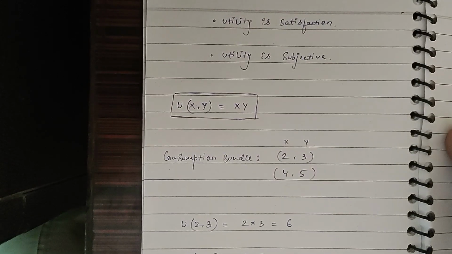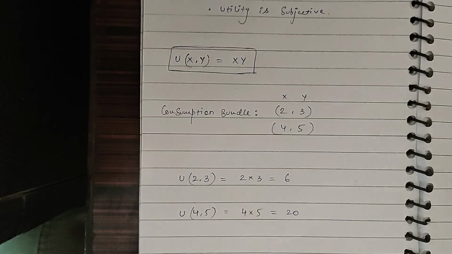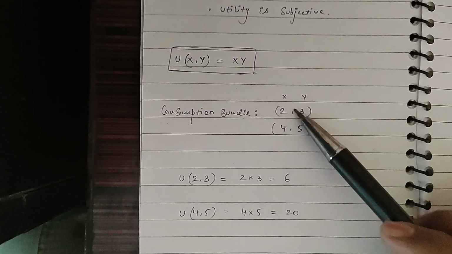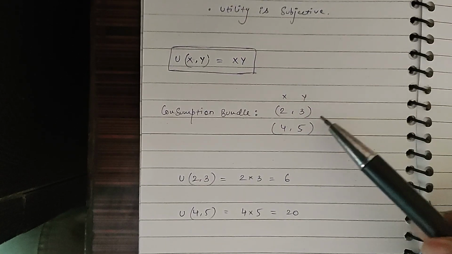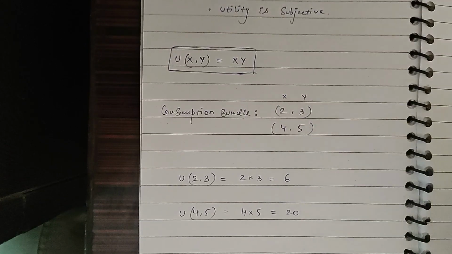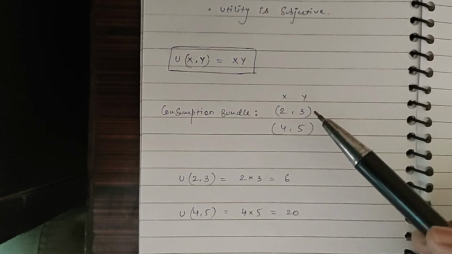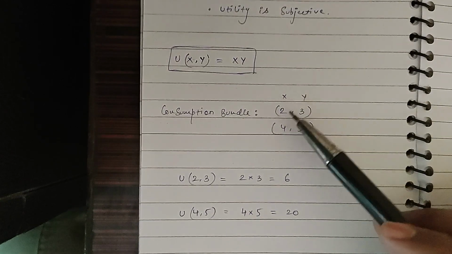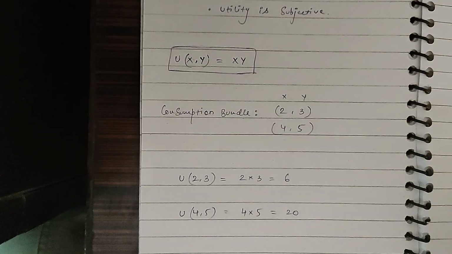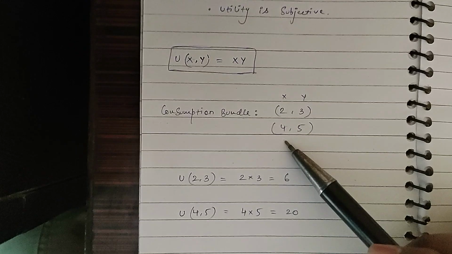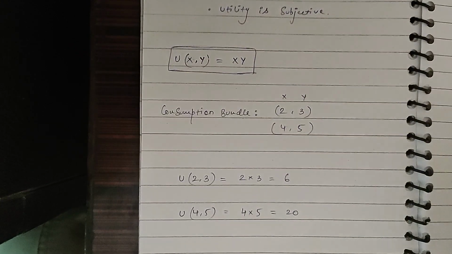Now suppose we have two consumption bundles here. The number in place of x represents the amount of x, and the number in place of y represents the amount of y. For consumption bundle first, we have 2 units of x and 3 units of y. For consumption bundle second, we have 4 units of x and 5 units of y.